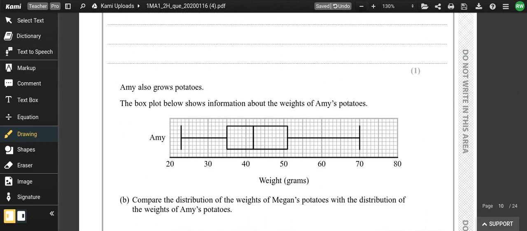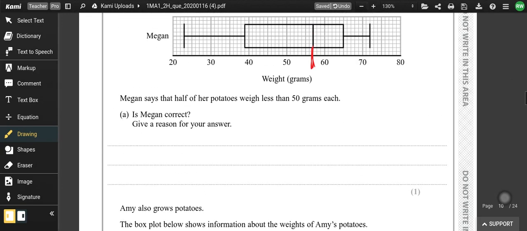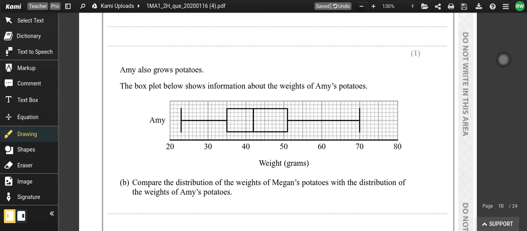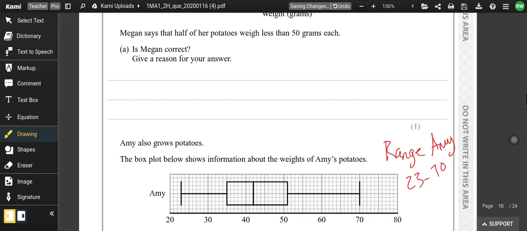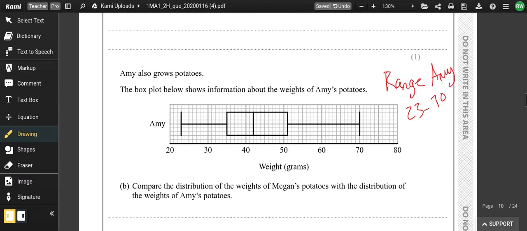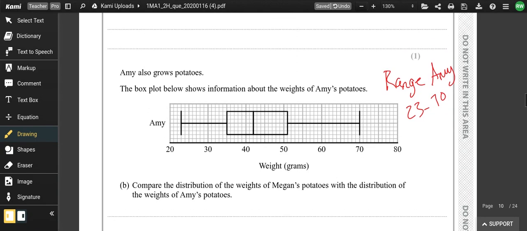Compare the distribution. So when you're comparing the distribution, we're looking at the ranges. Megan's is 21 up to 72, and this is 23 up to 70. So the range for Amy is less. That only goes from 23 to 70, so that's a range of 47. This is a range of 49, I think. And then you can look at the medians, and the interquartile range is the best because it shows the spread of the data.